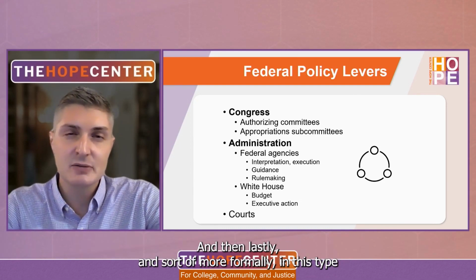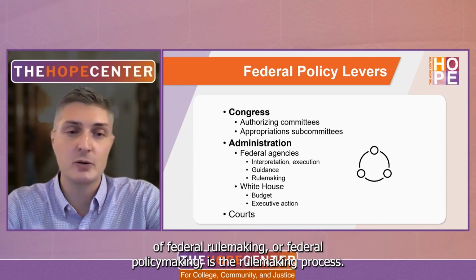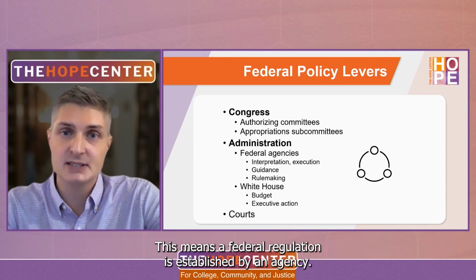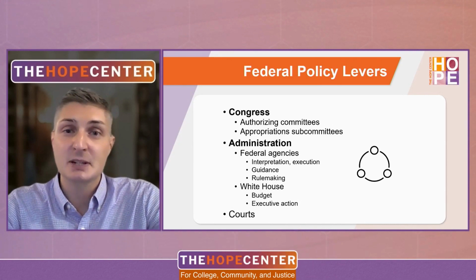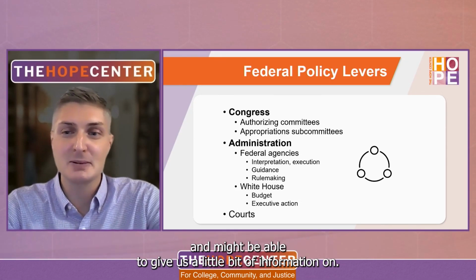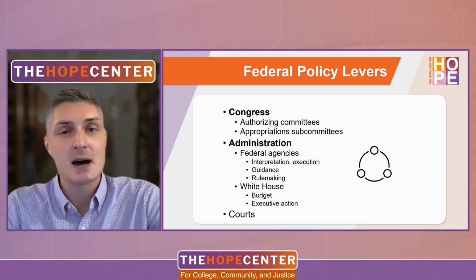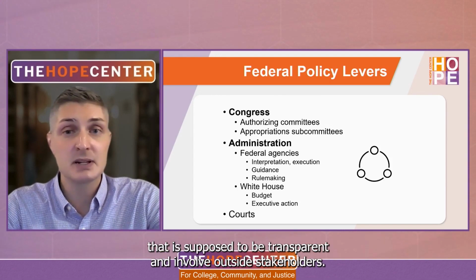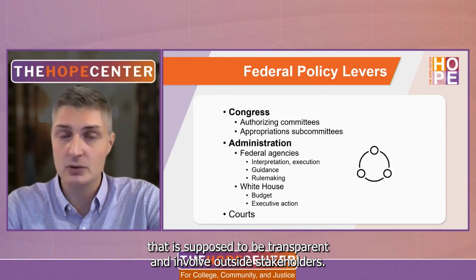And then lastly, and more formally in this type of federal rulemaking or federal policymaking, is the rulemaking process. This means a federal regulation is established by an agency. This can be a pretty weedy and wonky process, as Ernest knows and might be able to give us a little bit of information on. But it definitely involves a drawn out process that is supposed to be transparent and involve outside stakeholders.